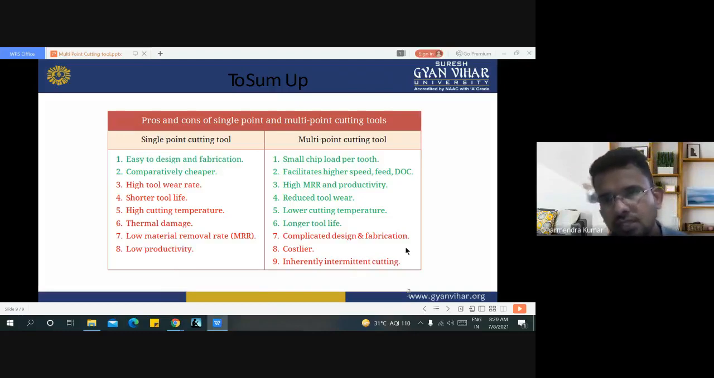The multi-point tool is somewhat costlier than the single point cutting tool because in the manufacturing process the design of a multi-point cutting tool is harder, as we have to group two or more cutting edges on the tool. These are some basic differences between the single point and multi-point cutting tool.